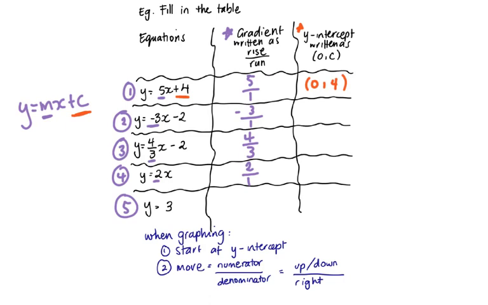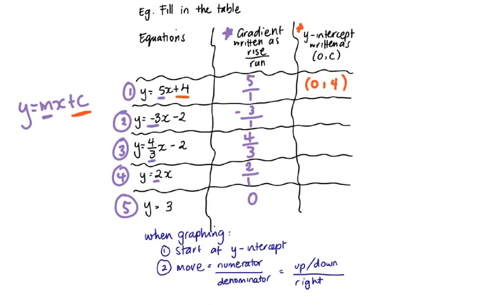And lastly, as you can see, there is no coefficient to x here. So the gradient for this particular equation is just 0. So just by looking at these equations, I was able to get the gradient. And this is important when graphing linear equations. Now we're going to go through each of the equations and find the y-intercept.